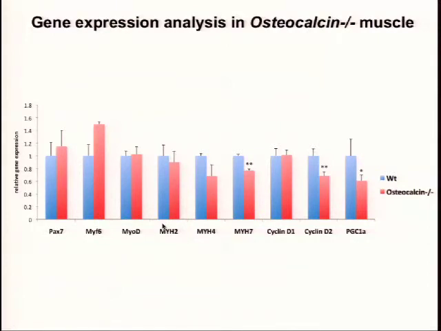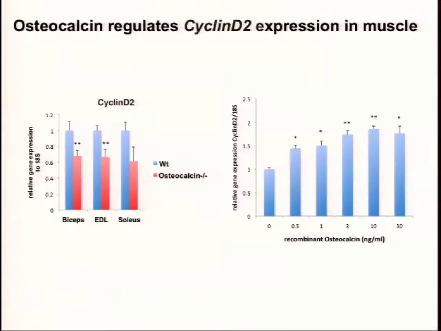But we have a few data about cyclin D2, which has been shown to be important in heart when heart goes through hypertrophy in other models. So in absence of osteocalcin, there is a decrease in cyclin D2 in biceps, EDL, and in soleus. And if we treat isolated myoblasts with osteocalcin at increasing doses, but as you can see here, the doses are very small, 0.3 nanogram per ml, we increase cyclin D2 expression in myoblasts in culture, whether they are primary myoblasts or cell line derived.